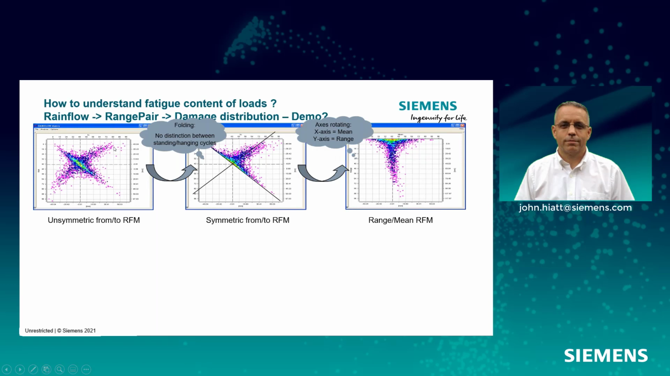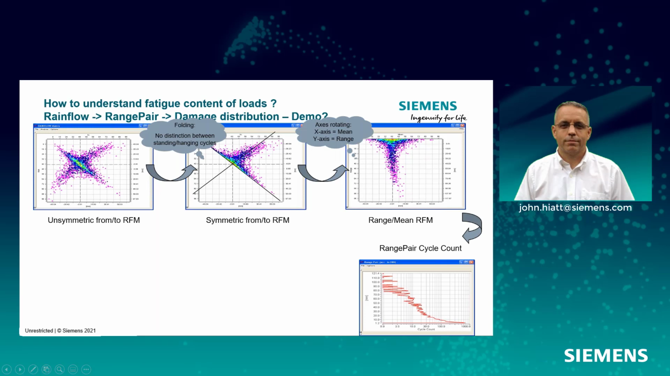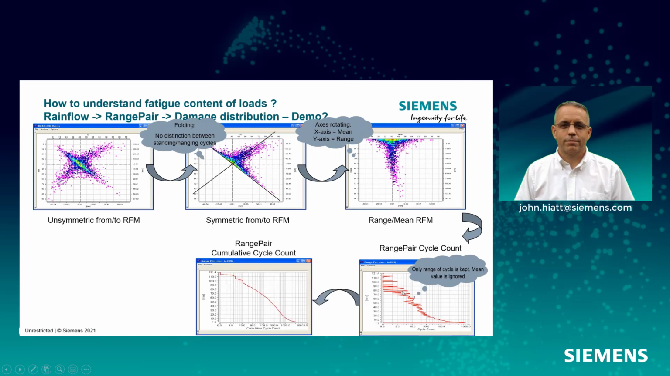Now it's a big problem: how do you overlay a 3-dimensional plot? You don't. So we need to get it to 2 dimensions. Then we can either correct for the mean or remove the mean and just look at the range. And this is called a range pair diagram. So this tells me how many cycles I have at a given amplitude. Generally, I'll have a lot of low-level cycles and smaller high-level cycles, but based on our SN curve, these are what's really damaging. Then I can integrate that and I can get a cumulative cycle count, range pair.